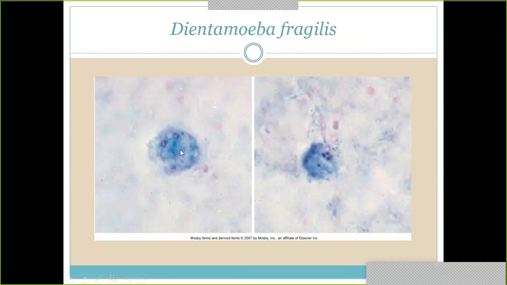Again, here you see it stained. On the left, it has 2 nuclei with 4 chromatin granules staining more pinky. And then on the right, you see 1 nucleus with the chromatin granules inside of it. So do be able to identify Dientamoeba fragilis.